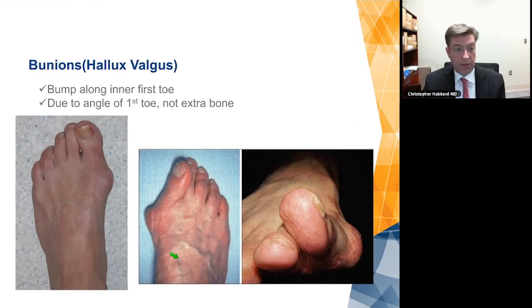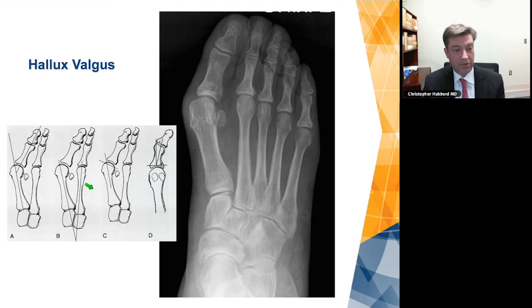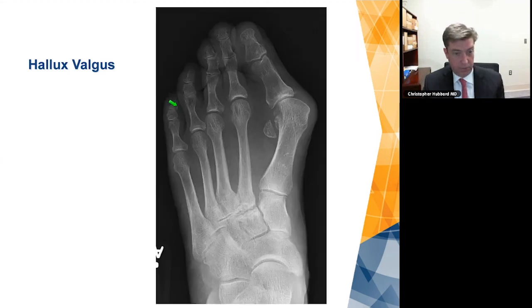Bunion means a bump, but really it is the angle between the great toe and the rest of the foot. Most patients think it's an extra bone that they just want shaved off, but it's not that simple. It's really the angle, and here's an x-ray where you can see that angle. The issue is instability or laxity of this joint right here, the tarsometatarsal joint, which allows this bone to shift out instead of being parallel to the second, and that creates the prominence of the bone.